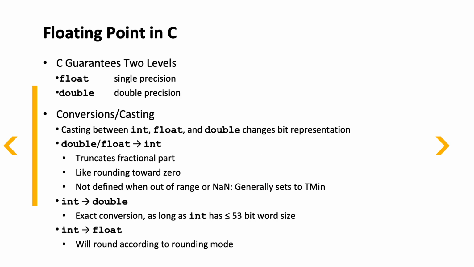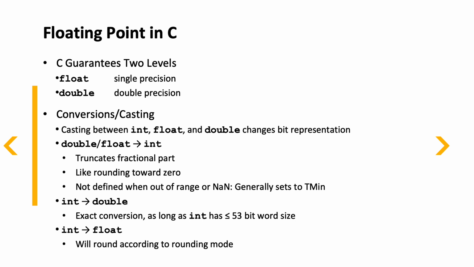Moving right along into what C does for us when we're dealing with floating points. When I sit down to write some code in C, what can I expect? How can I expect floating points to work? Well, C guarantees 2 levels of precision. When we're dealing with floating points, we've got the float type, which is a single precision float, and the double type, which gives us a double precision floating type value.